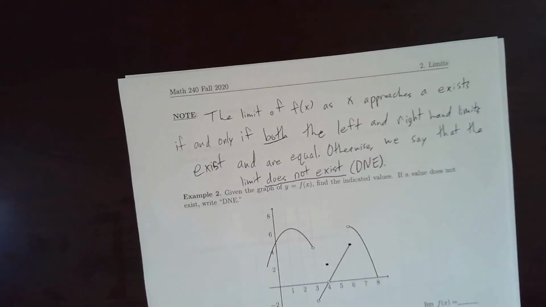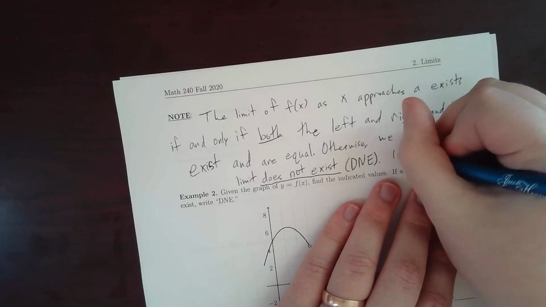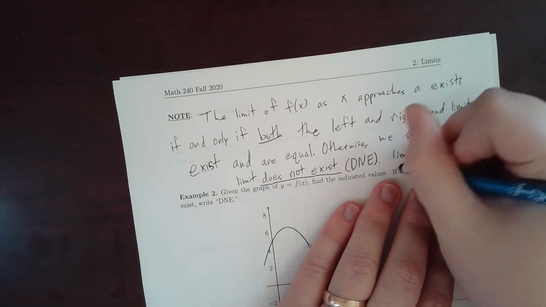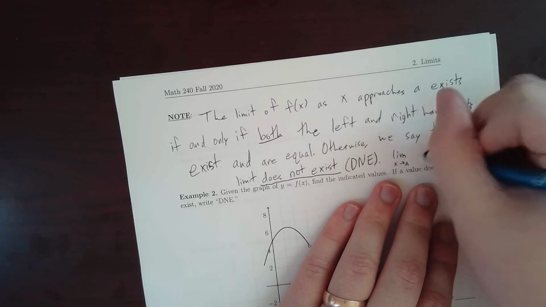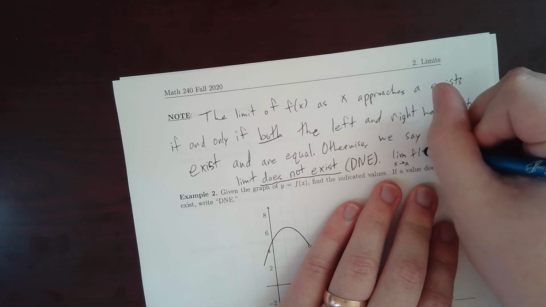I'd like to take a moment to say two things. One, we would notate that as the limit as x approaches a of f of x does not exist.